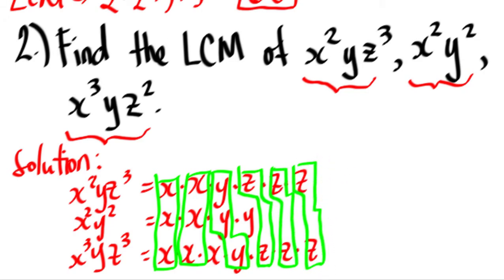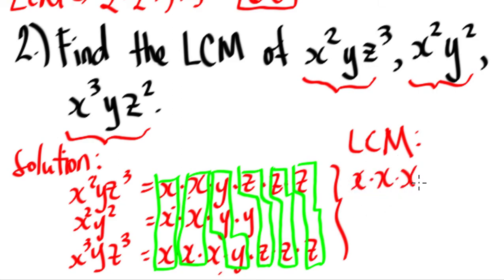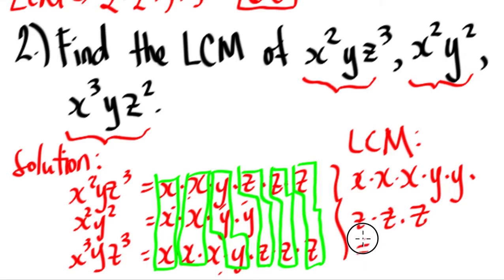And then what we're going to do is count them all. What's the LCM, rather? LCD works for the denominators. So we have x times x times x, and then we have two y's, y times y, and then we have three z's, z times z times z. Let's summarize this: we have x cubed y squared z cubed, and this is our answer.